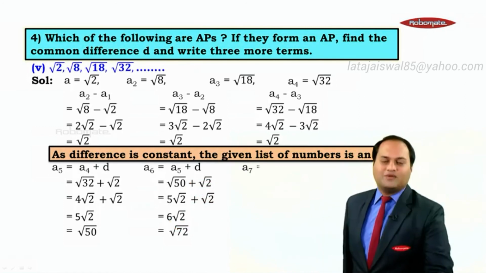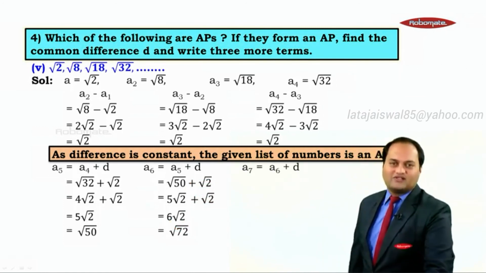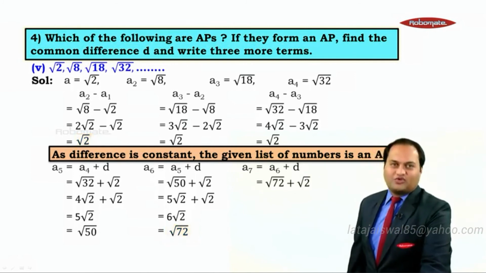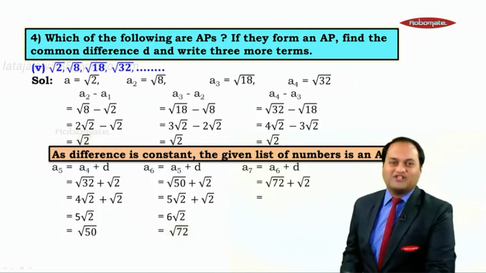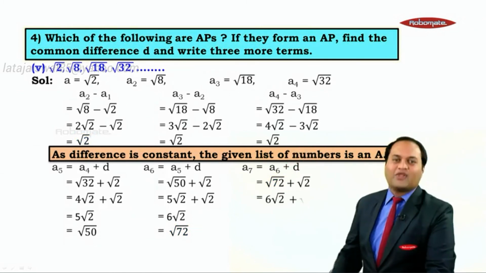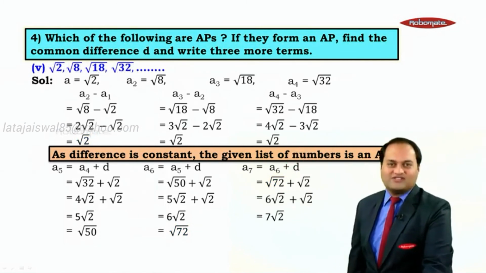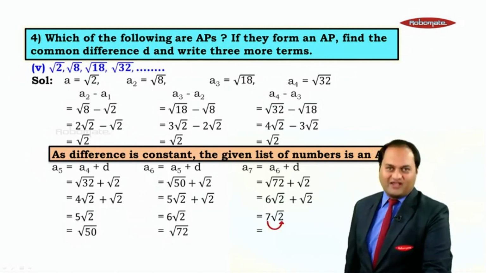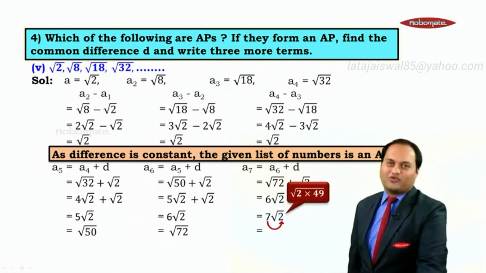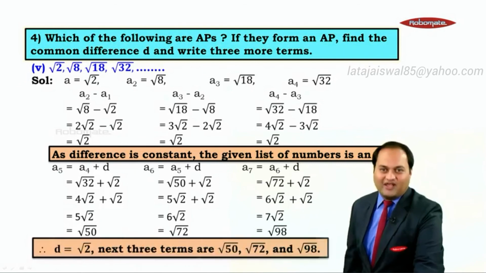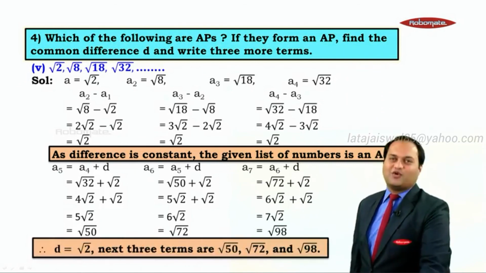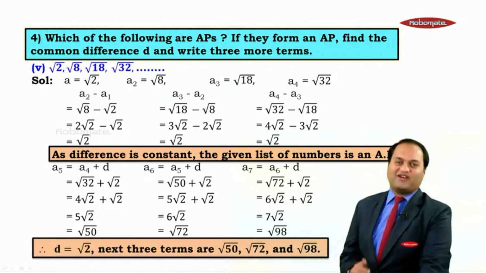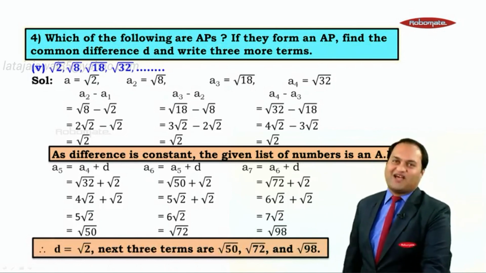Right? Similarly, A7 will be equal to A6 plus D, which is equal to root 72 plus root 2. Root 72 is actually 6 root 2, right? Plus root 2, which is equal to 7 root 2. When 7 goes inside, it becomes 49. That's 7 square. So it's root of 2 into 49. That's root 98. So the answer is D is equal to root 2. And the next three terms are root 50, root 72 and root 98. As simple as that.